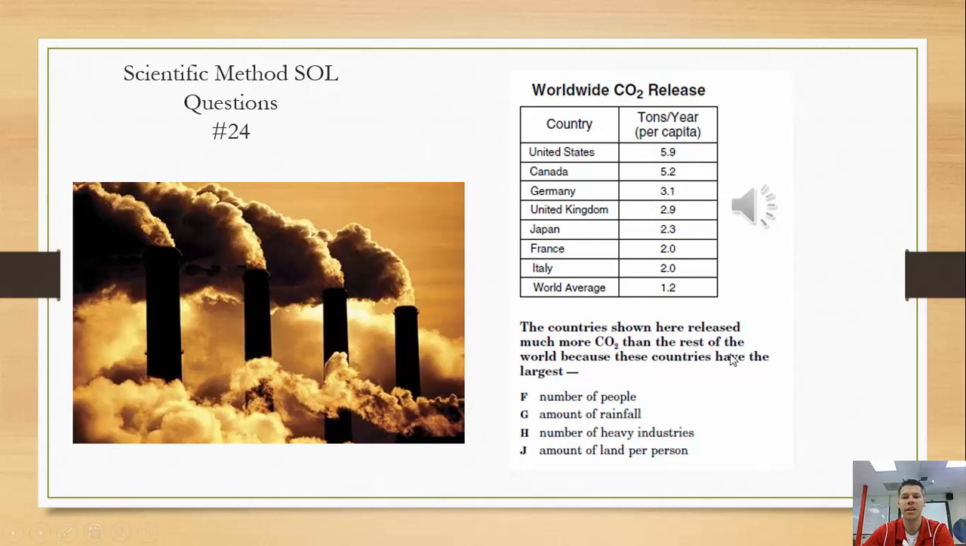The countries shown here released much more carbon dioxide than the rest of the world because these countries have the largest, so the United States released the most CO2, followed by Canada, Germany, the United Kingdom, Japan, France, and Italy. These countries are the biggest polluters of carbon dioxide because the number of people? No, there's a lot of countries that aren't on this list that have far, far more people than the United States. The amount of rainfall? That's not where carbon dioxide comes from. The number of heavy industries? Absolutely. The answer here is H.